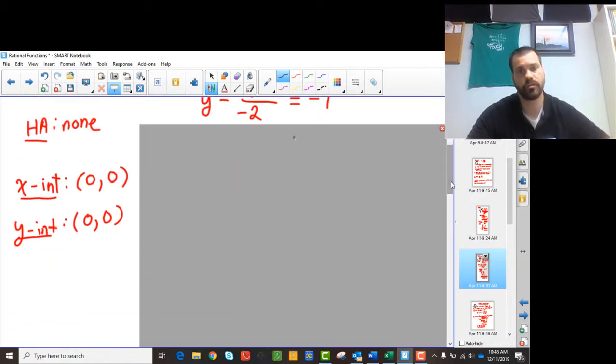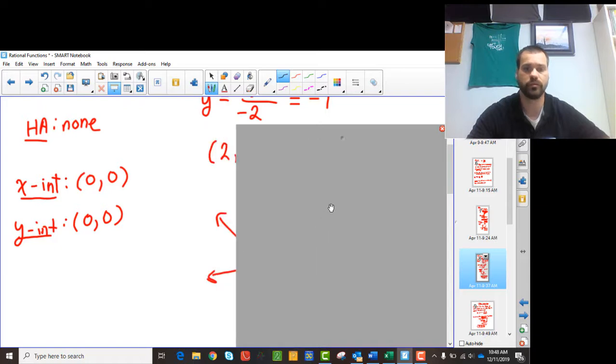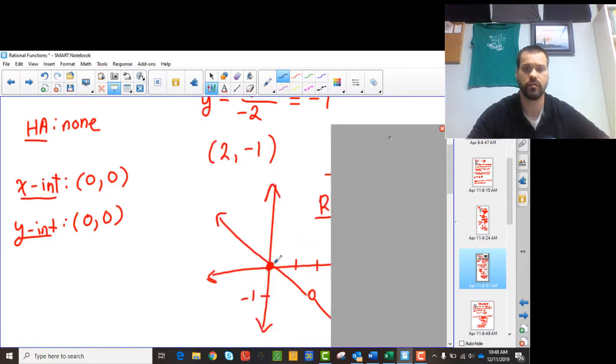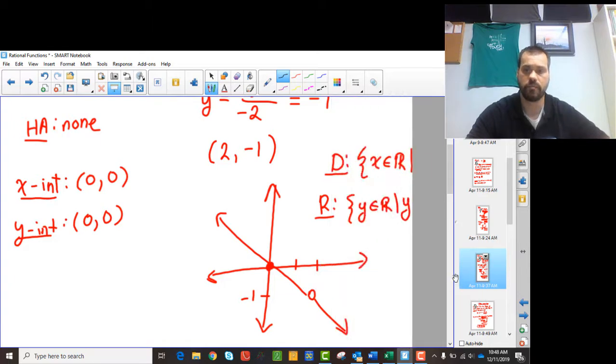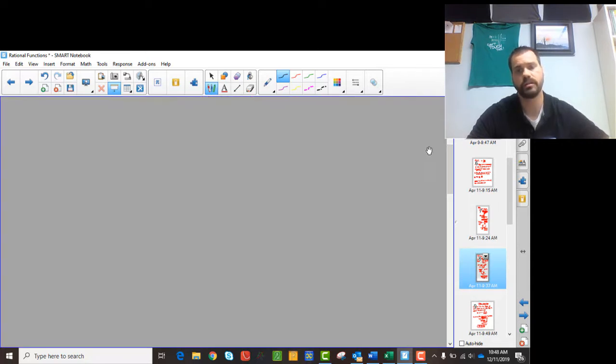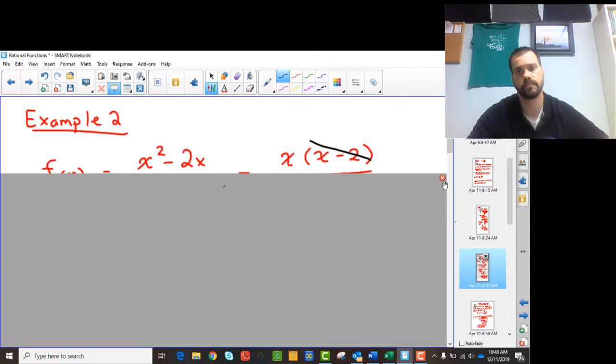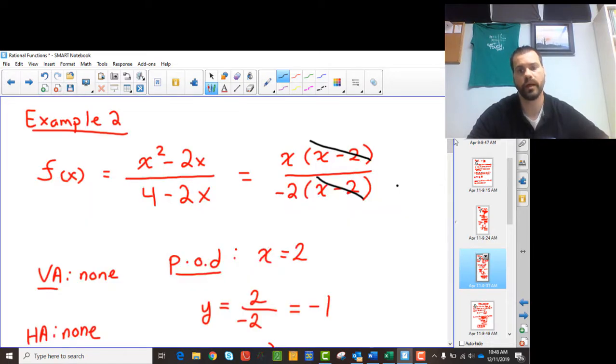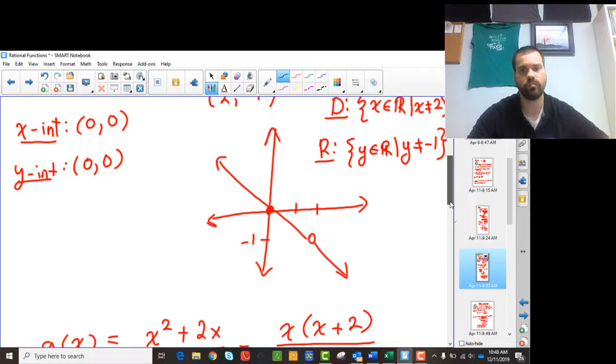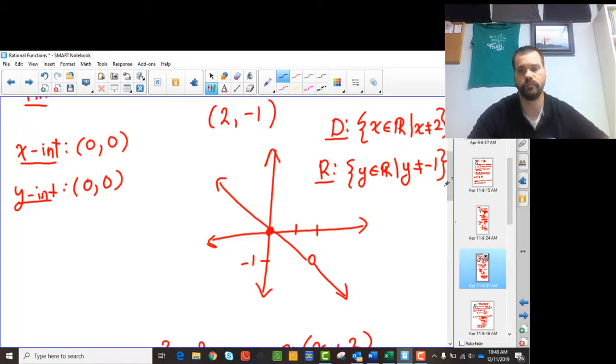All right, and then we draw a graph. So we have 1 point, 0, 0. We have a point of discontinuity at 2 and minus 1, and we connect the dots. And then we look at our domain and range. Our domain is x can't be 2, and our range is y can't be, just give me a second here, y can't be minus 1, because there's a hole there. All right.